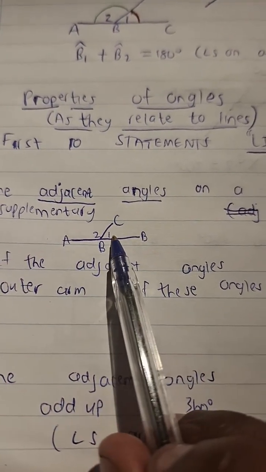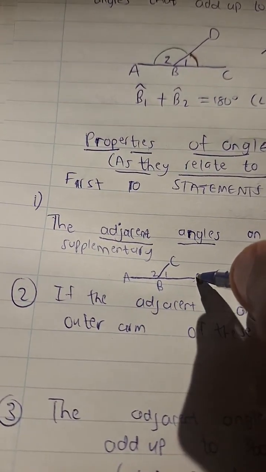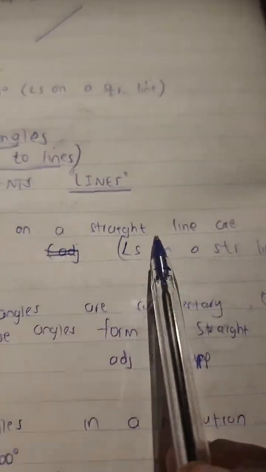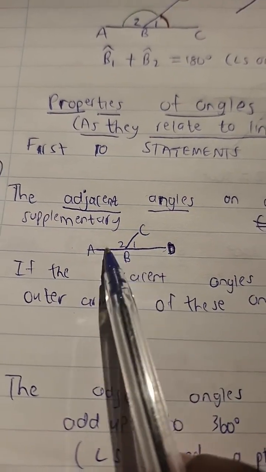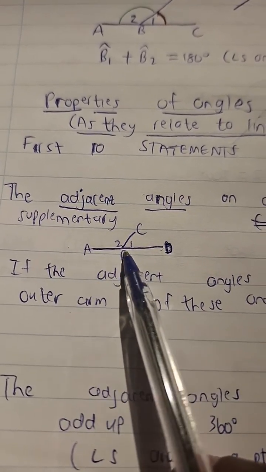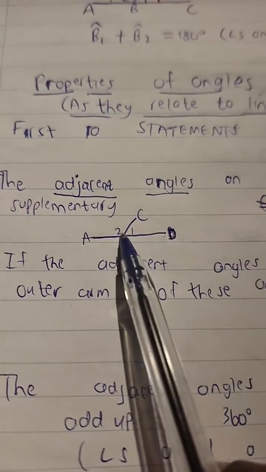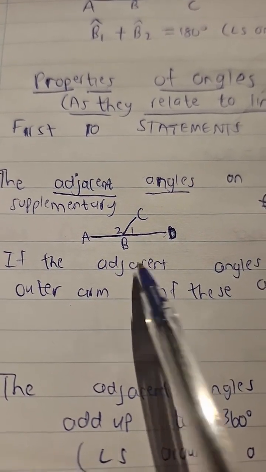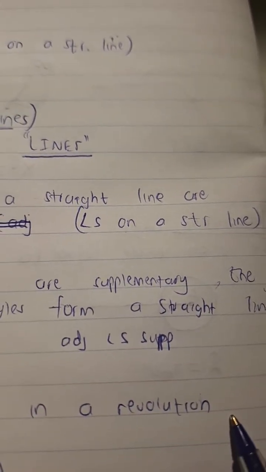What this simply means is that angle B1 and angle B2, let's say this is D, the adjacent angles on a straight line, in other words angles next to each other, meaning they are adjacent to each other and lying on a straight line, are supplementary. In other words, angle B1 plus angle B2 is equal to 180. And the reason we use is angles on a straight line.